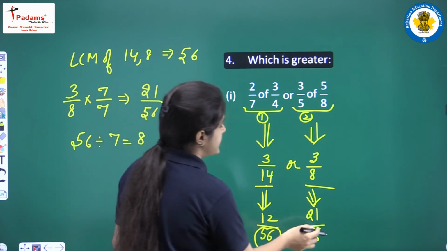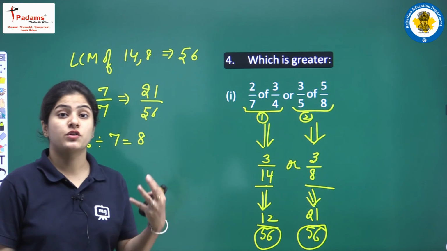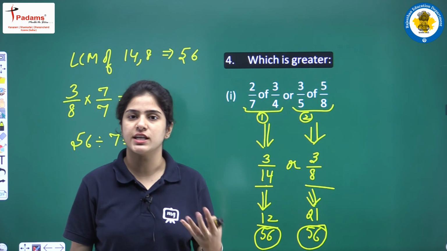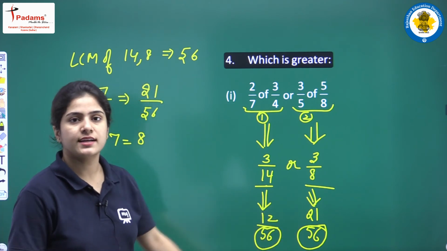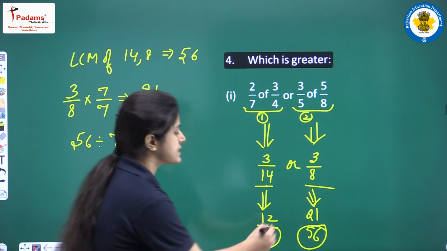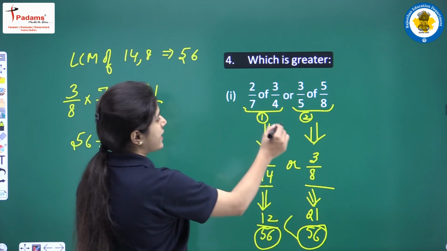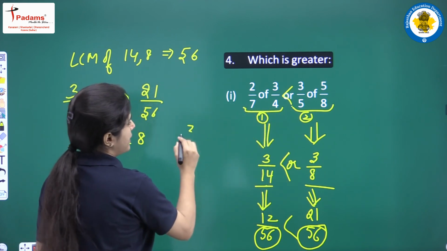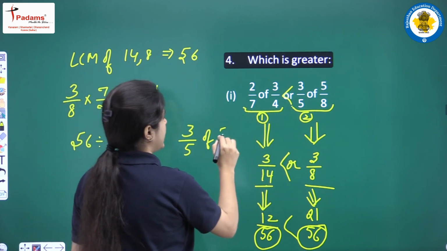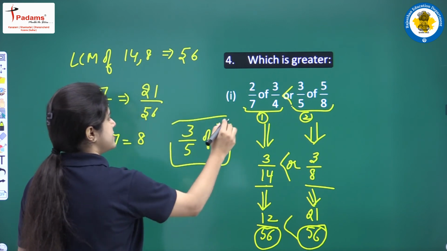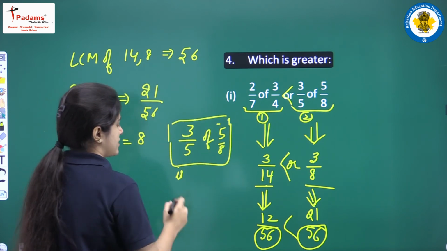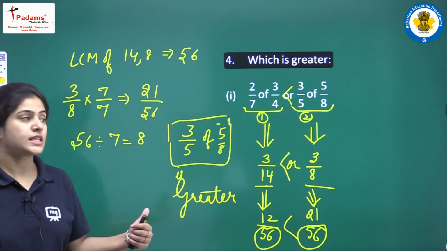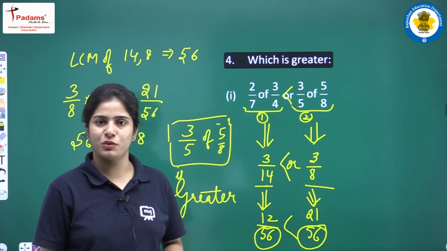Clearly, the denominators of both these fractions are the same, alright. So the greater the numerator is, the greater the fraction is. So this numerator is greater, that means this fraction is greater, okay. So which is greater? 3 upon 5 of 5 upon 8 is greater. Alright students, so this was your first question, okay, of question 4.